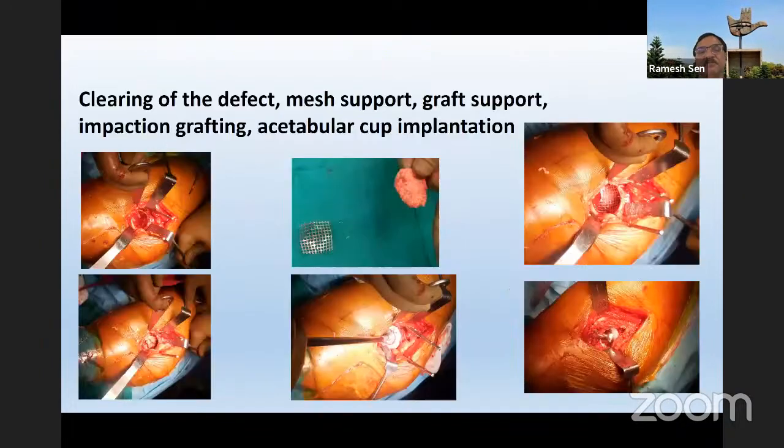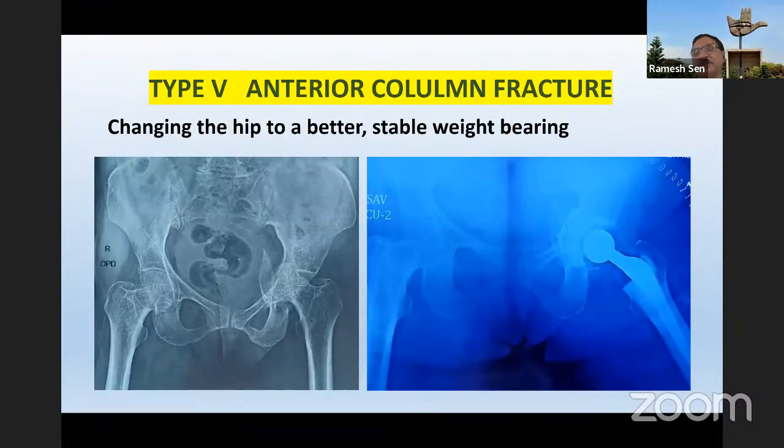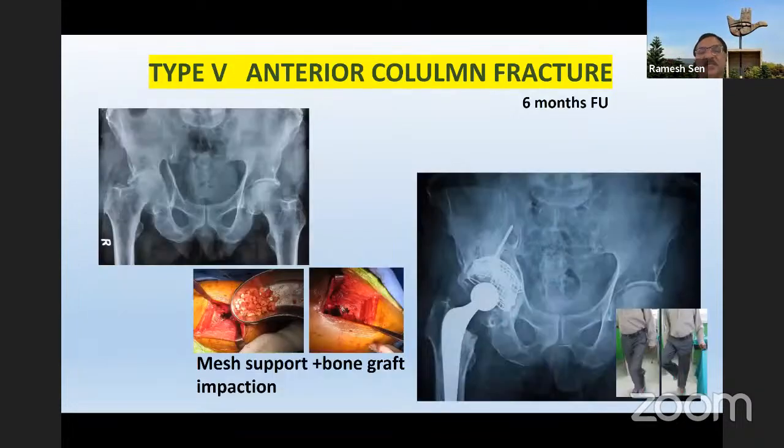Another case where we used a small mesh also, and thereafter that sleeve which Nikhil mentioned, we put that sleeve into these areas, and then we did impaction grafting and cemented. Another case with the same kind of cement, holding the mesh with the screw in a proper position.